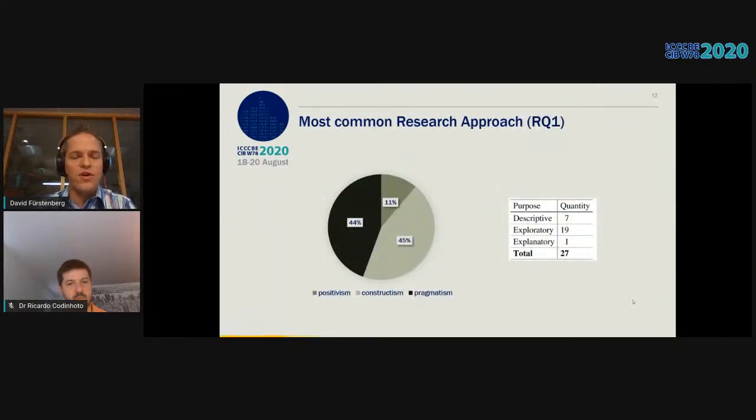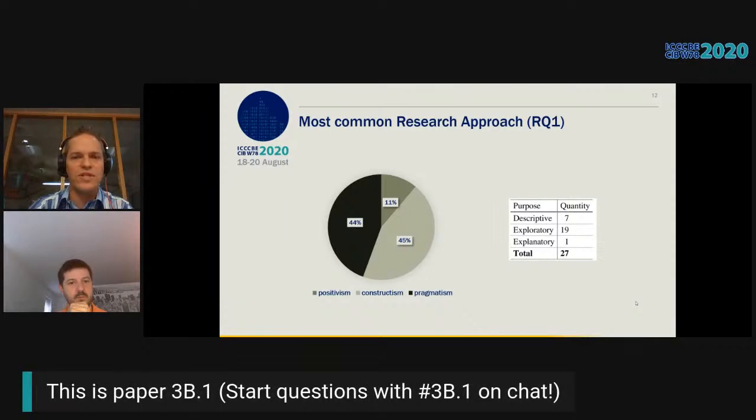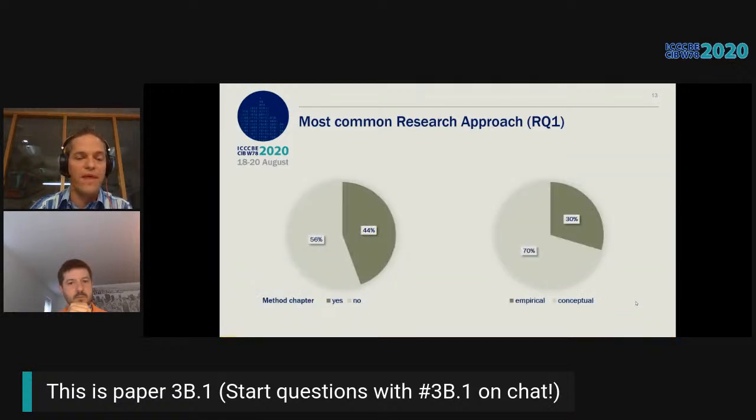The most common philosophical worldview had an equal share between constructivism, that was a typo I see, and pragmatism. And the research purpose was mainly exploratory and descriptive. More than half of the papers did not have a method chapter, and the vast majority of the papers investigated was conceptual.